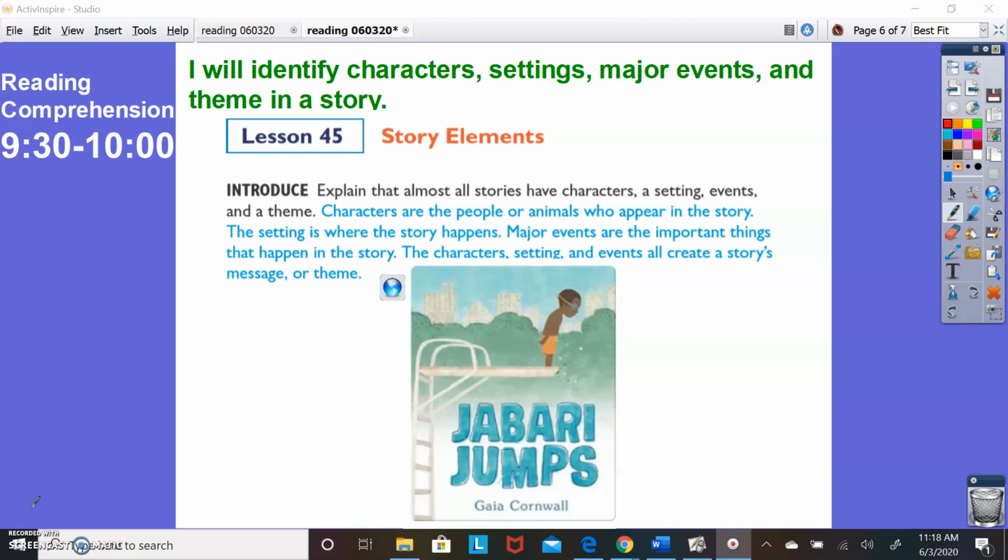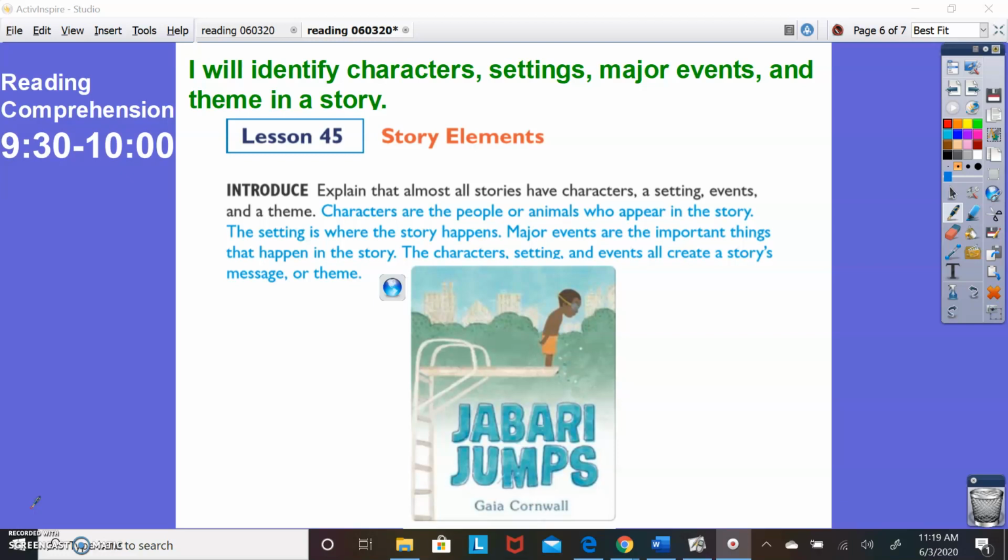But before we do that, let's just look at the cover of this book. It's Jabari Jumps, by Gaia Cornwall. And you guys remember the story. We read this story in our class, but let's just look at the picture. We're going to use the clues on the cover of this picture. Can we tell already just by looking at the cover who the characters might be? Yes, that boy standing on that diving board, Jabari, he's one of the characters that appear in this story.